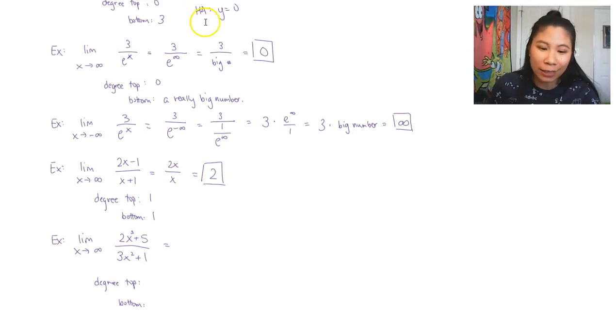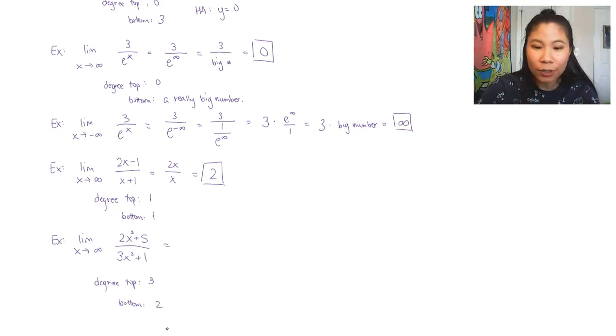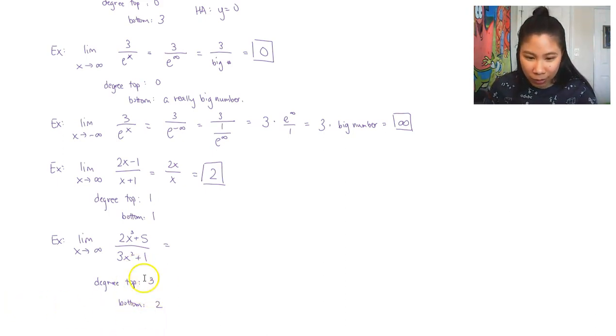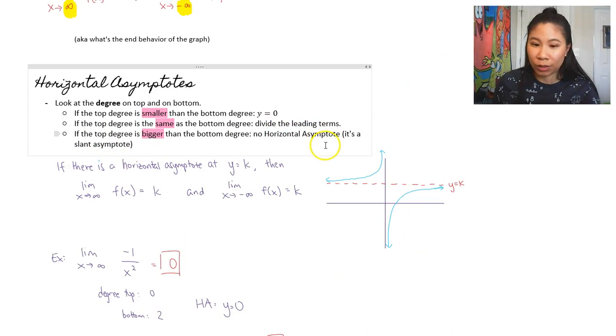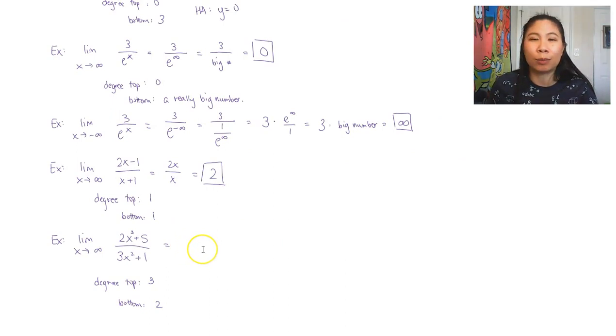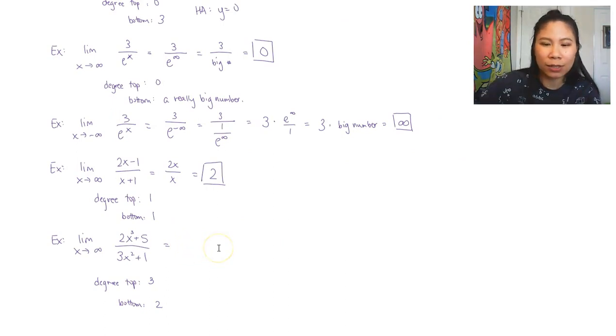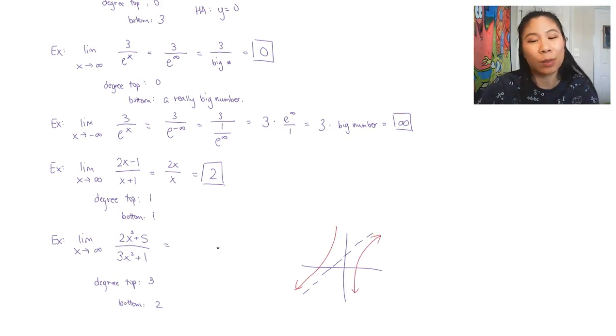For my next example, I've got the limit as x approaches infinity of 2x cubed plus 5 over 3x squared plus 1. Looking at the degree on top, the highest exponent is a 3. On the bottom, the highest exponent is a 2. Based on my degrees, since the top is bigger, you're not going to have a horizontal asymptote, you're going to have a slant asymptote. With a slant asymptote, your limits are basically going to be either positive infinity or negative infinity. Think about what a slant asymptote looks like. If we had some asymptote here slanted this way, then my graph would be either like this way, or something like that.